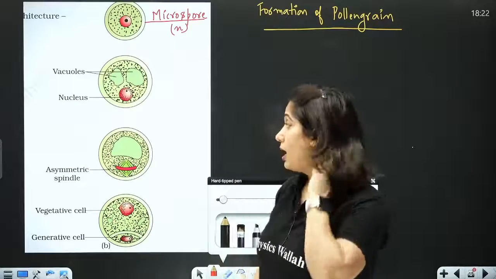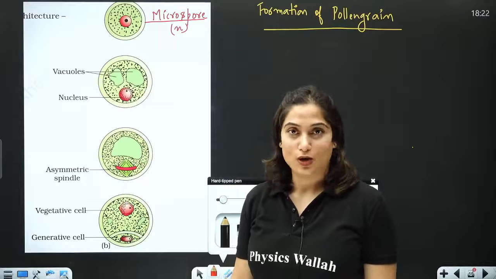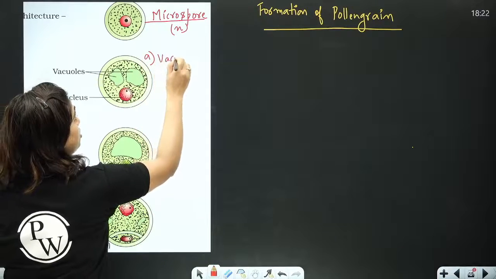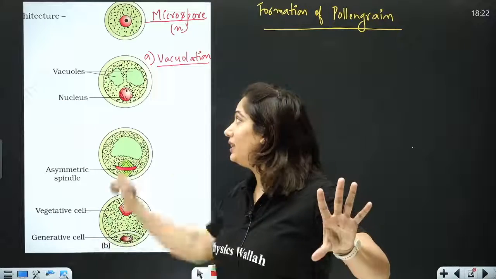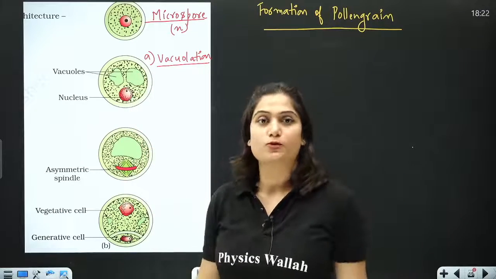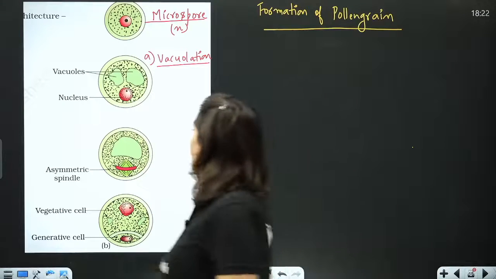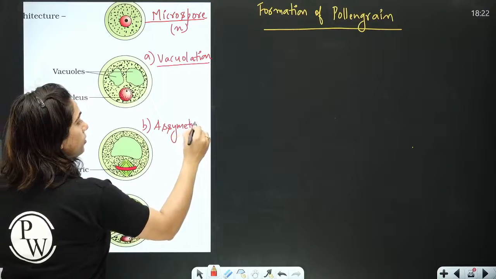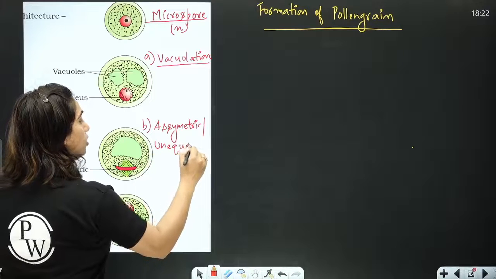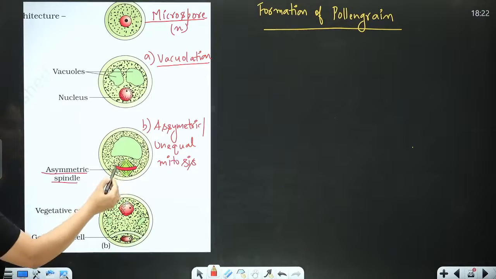A haploid structure. Now, the first change that occurs in the microspore is the development of vacuole. So, the first change is vacuolation. That means a vacuole is developed in the microspore. So, the nucleus is pushed towards the periphery, towards the side. Now, what will happen? Spindle fibers will be formed. That means asymmetric mitosis will be seen here. Asymmetric or unequal mitosis will be seen because of the formation of asymmetric spindle. The spindle formed towards the upper side is larger, and the spindle towards the lower side is smaller.